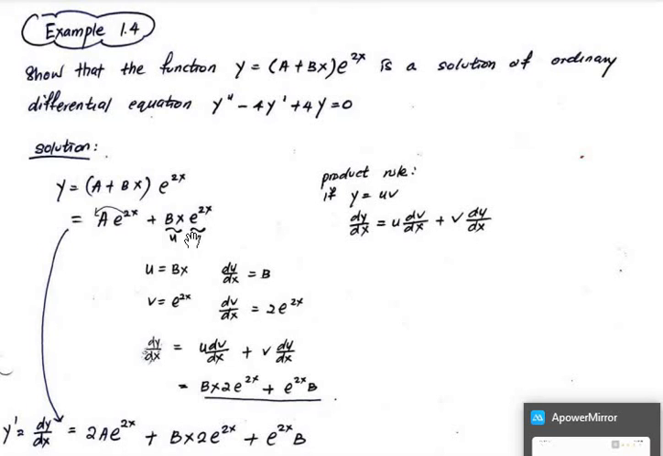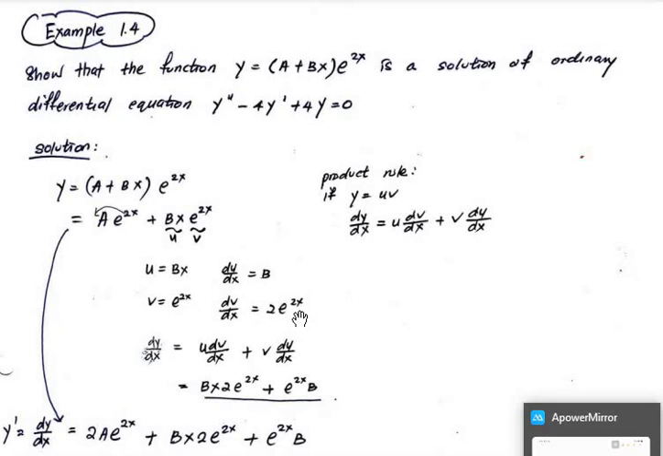So what is u, what is v? I already determined it for you. I assume u is bx, and v is e^(2x). So when you assume u equals bx, du over dx is b, right? And v is e^(2x), dv over dx is 2e^(2x). Okay, can you follow?